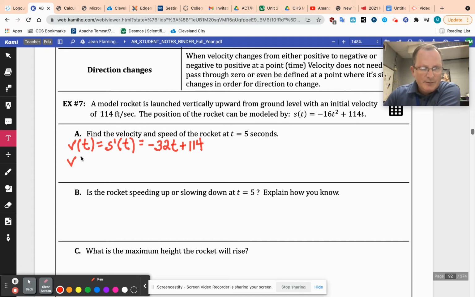All right, so v of 5 would be negative 32 times 5 plus 114. Okay, and so negative 32 times 5 plus 114 is negative 46. So this is negative 46, and this is in feet per second.